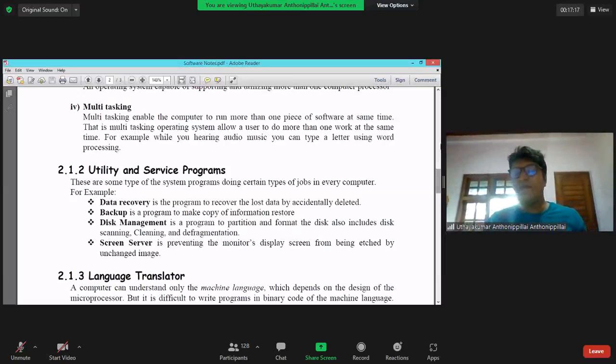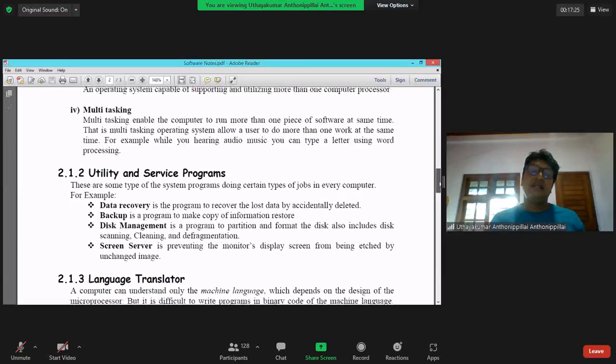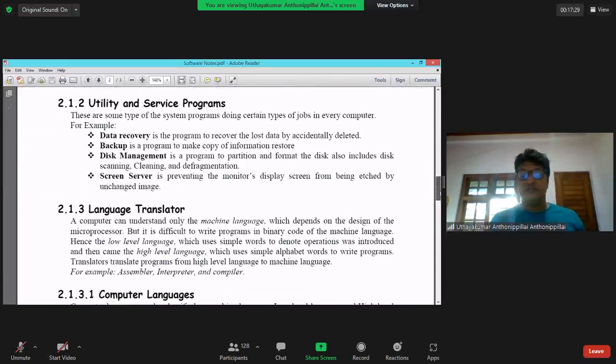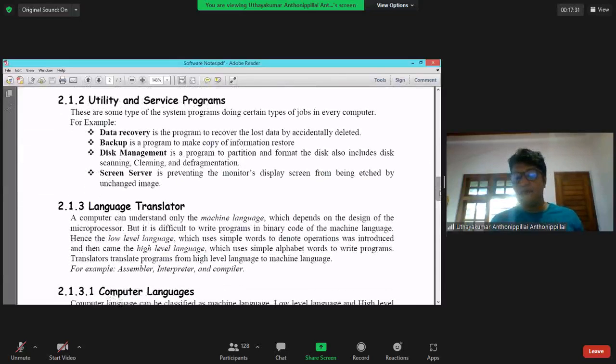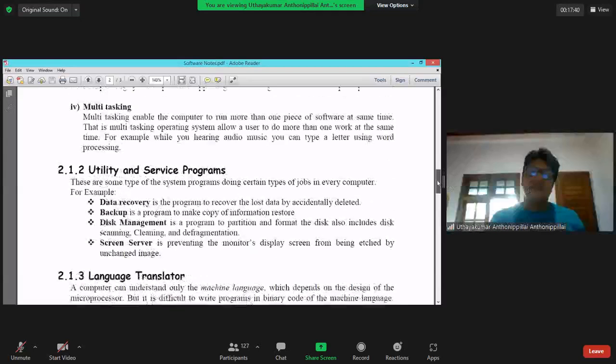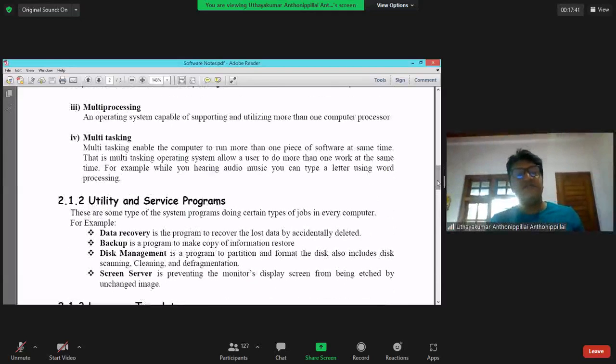Is it clear what we mean by the terms graphical user interface, multiprocessing, multitasking, multi-users? Is it okay? Hello? Yes, sir. Right. So this is the very fundamental thing I have illustrated now.